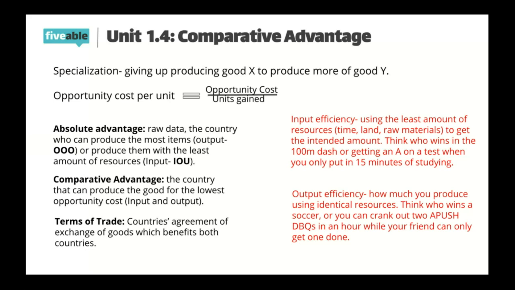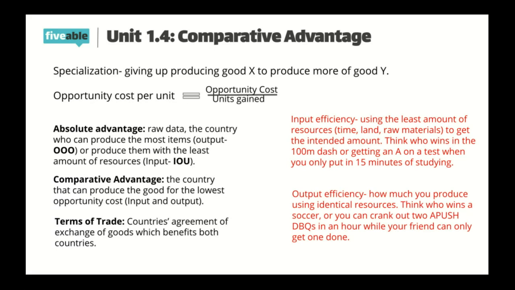So if somebody wins the 100-meter dash, they are producing that 100 meters with the least amount of resources, in this case, time. If we're talking about output, I can produce 18 apple pies versus Sam's 3. I would have absolute advantage. But absolute advantage doesn't necessarily mean that you should just produce things yourself, because again, you may be able to produce more if you trade with another country or trade with another person. To find this though, we got to look at opportunity cost over the units gained. We got to look at the per unit opportunity cost.